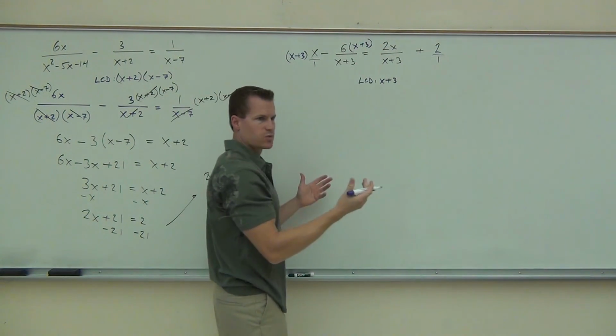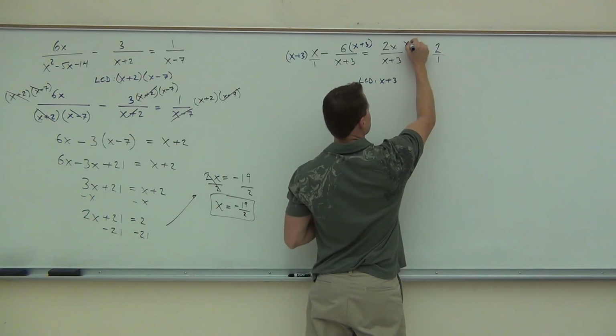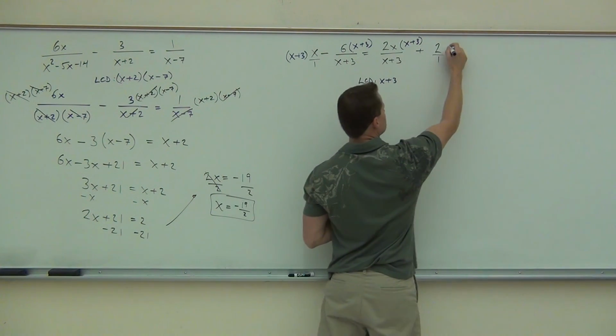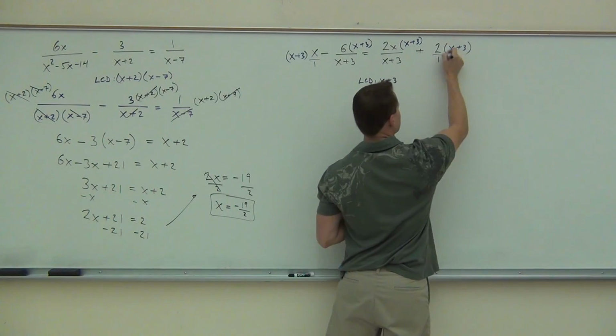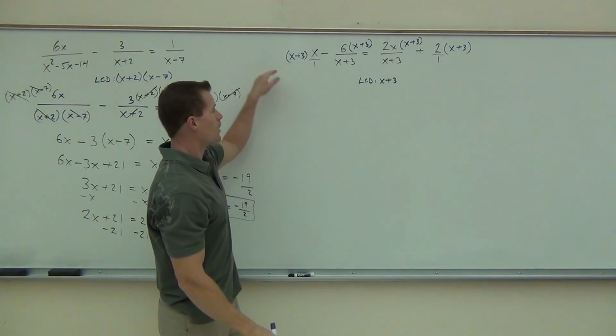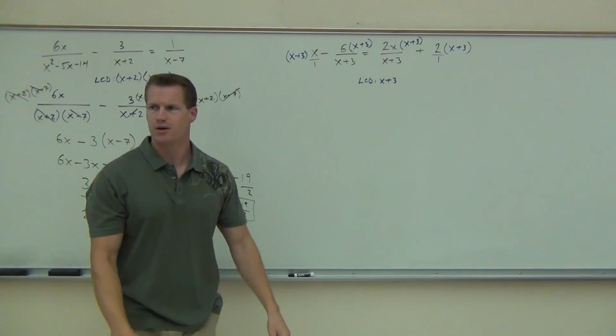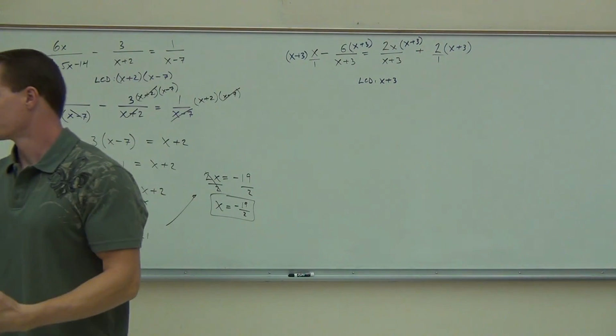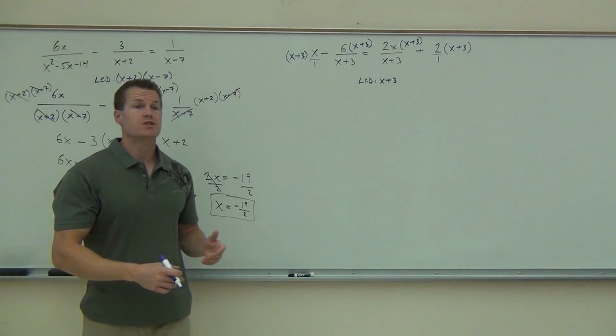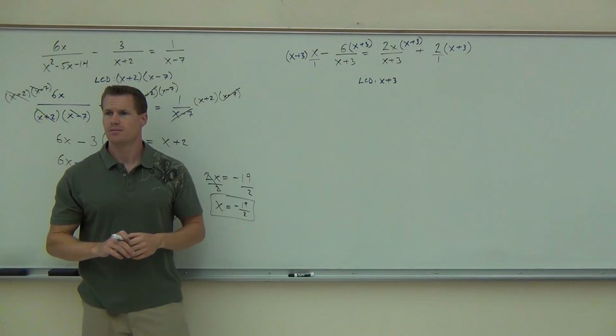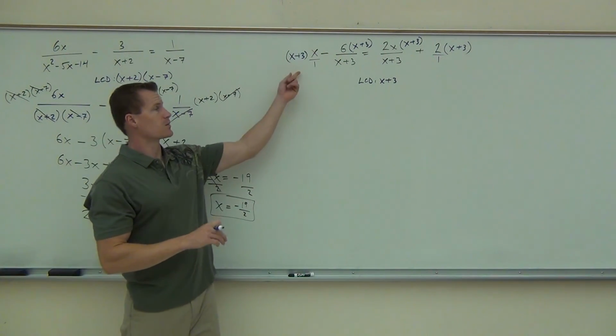And here, I'm going to have some parentheses. Of course, if you want to show it over 1, you can do that as well. I don't choose to because we really know what's going on at this point. Do you see anything that's going to simplify? x plus 3. How about here?